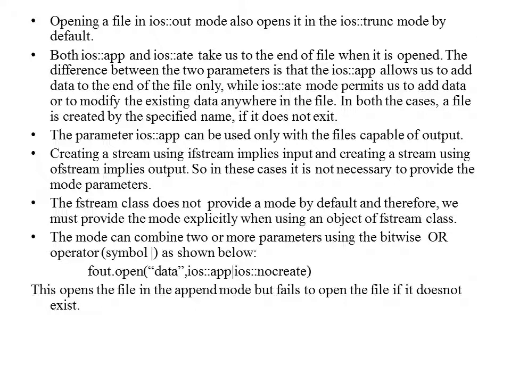The last bulleted point, you can see the pipe symbol. It helps in joining more than one mode, meaning we can use more than one mode at a time while opening a file, but we need to add those modes by using the pipe symbol. You can see a straight line.